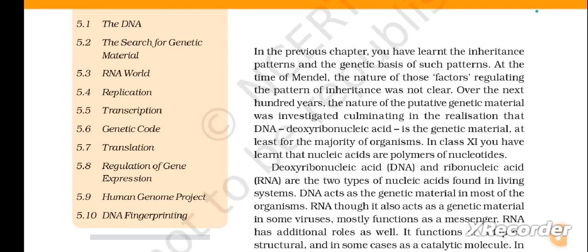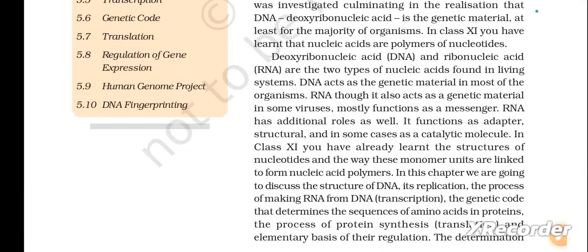In class 11, you have learned that nucleic acids are polymers of nucleotides. Deoxyribonucleic acid DNA and ribonucleic acid RNA are the two types of nucleic acids found in living systems. DNA acts as a genetic material in most of the organisms. RNA, though it also acts as a genetic material in some viruses, mostly functions as a messenger. RNA has additional roles as well. It functions as adapter, structural, and in some cases as a catalytic molecule.